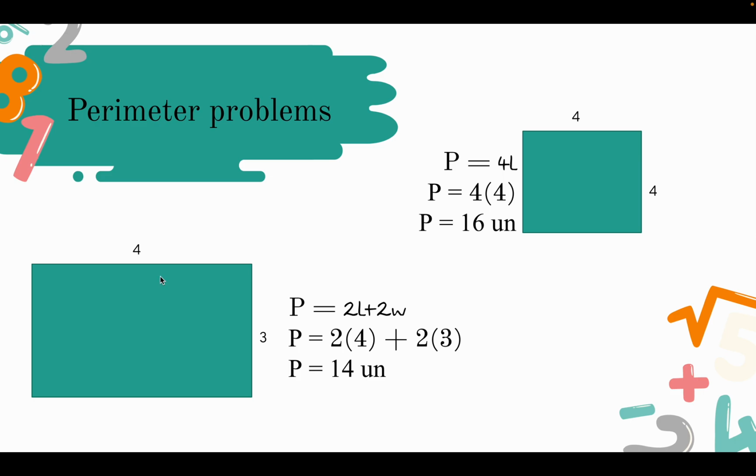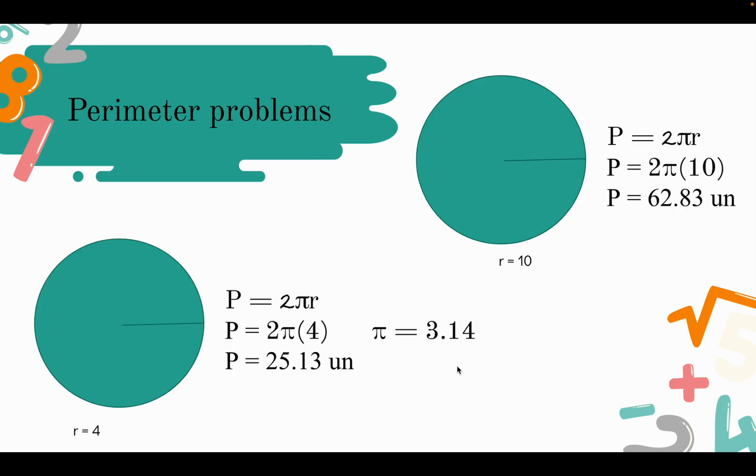For this rectangle here, you'll have to take one side and multiply by 2, and the other side and multiply by 2, so 2l plus 2w. So 2 times 4 plus 2 times 3 is 14 units.